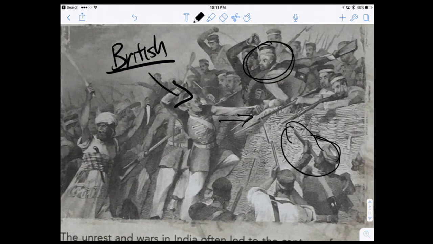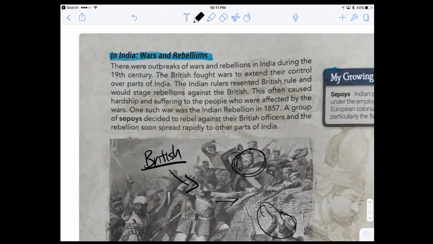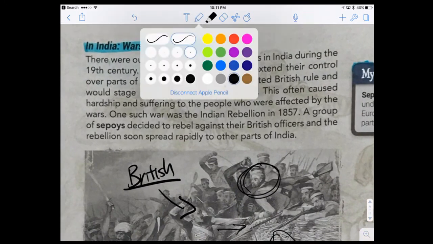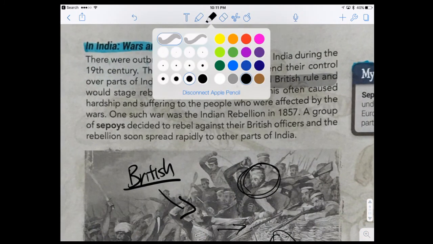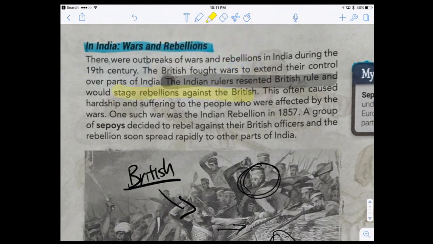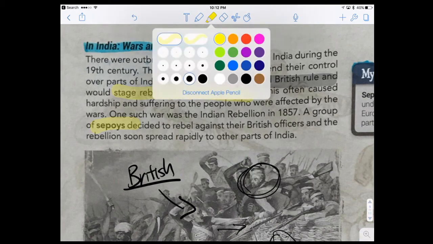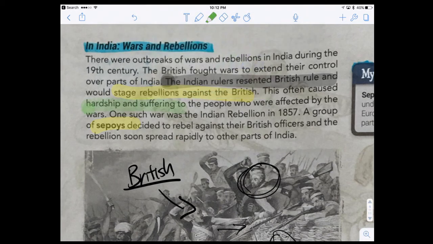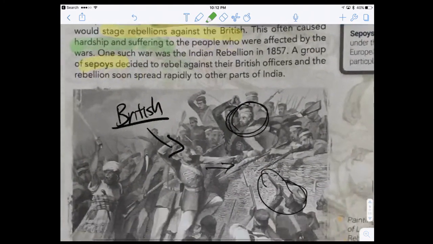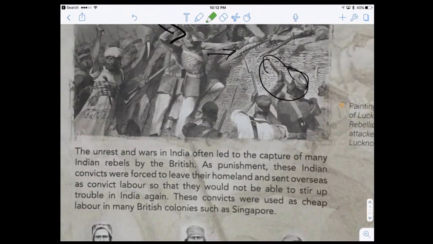So here you can see this guy's face. Why do you think they are driven so much so that they want to fight the British back? Okay. So you can see here the Indian rulers or the Indians actually resented the British rule. So hence they staged rebellion against the British. Okay, most of them are sepoys. That means that they actually work for the British, but they are unhappy over their lives, over how the British are mistreating them. So of course they're going to rebel, right? What do they face? They face hardship. They face suffering. So of course rebellion comes after that. So hence, because of this rebellion, people left.